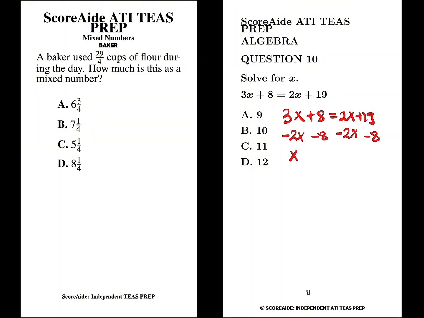Some people will say 1x, but as a mathematician, you should understand that 1x is just x. Now 2x minus 2x is 0. 19 minus 8 is 11. So this means x is officially 11. Perfect. So x is 11 and we are all good.